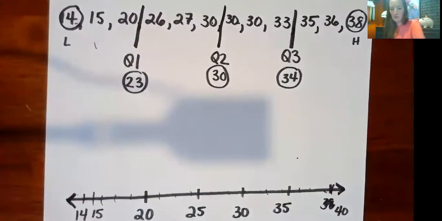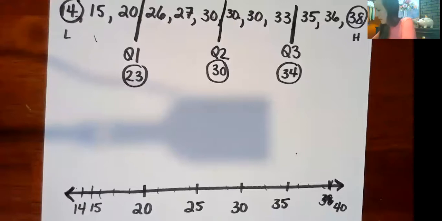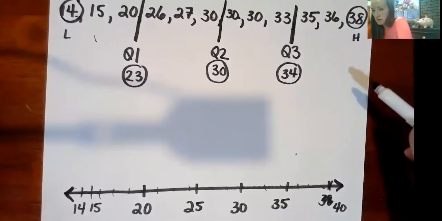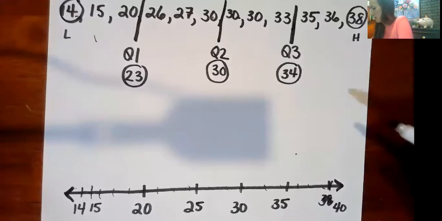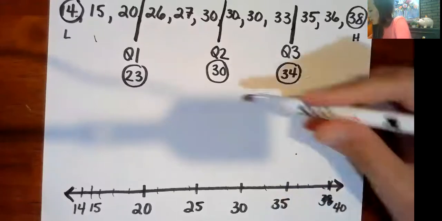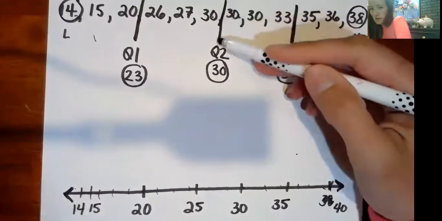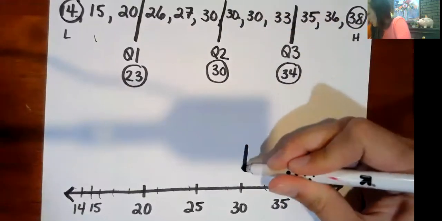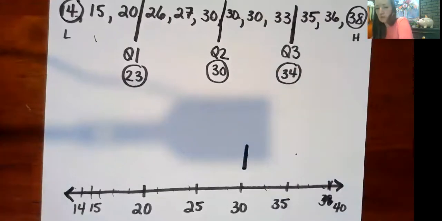Okay, so I cheated a little bit. I counted by 5s. All right, so now I need to put my 5 numbers. Notice how many times I've said 5 here. There's 5 things that are going to go on here. So the first one I'm going to put is Q2. So kind of like I drew a line up here, I'm going to find 30 on my number line, and I'm going to draw a line hovering over the number line.